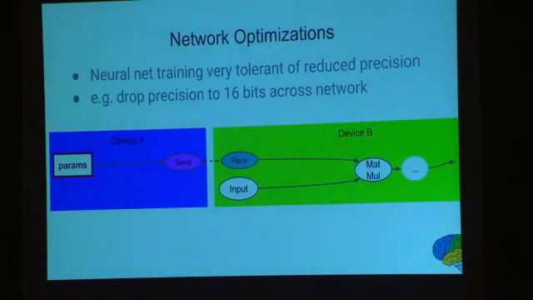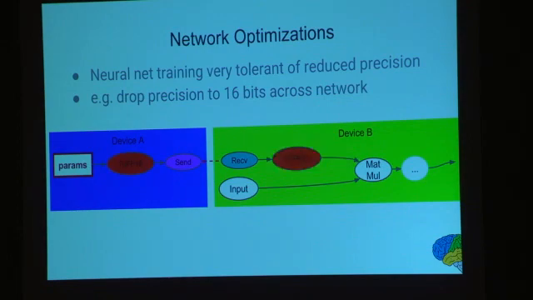OK. So one of the things that's pretty important is to reduce the amount of data that you send across networks. So we have these send and receive nodes that have been introduced whenever we cross a device boundary. And one of the things that both our first system, DistBelief, and TensorFlow can do is essentially drop the precision on parameters and activations when you send them across the network. Neural nets turn out to be very tolerant of reduced precision. So 32-bit floats are total overkill for most purposes.